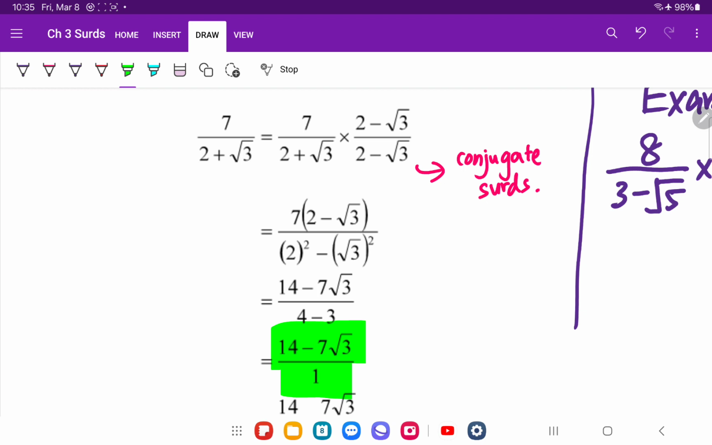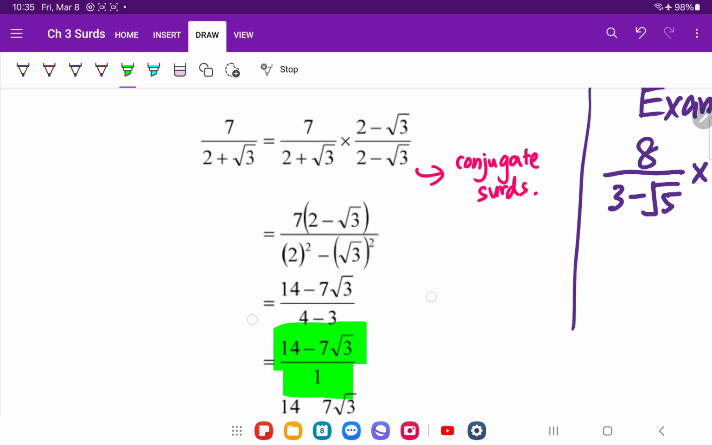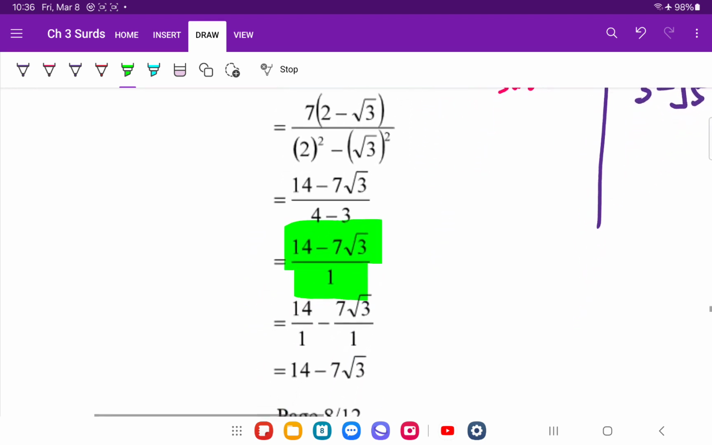Do I need to put the 1 still over there? No need. So you can simply write your answer. In fact, you can split the fraction over 1, but individually they are known as 14 minus 7 square root 3. And with that, we are done.